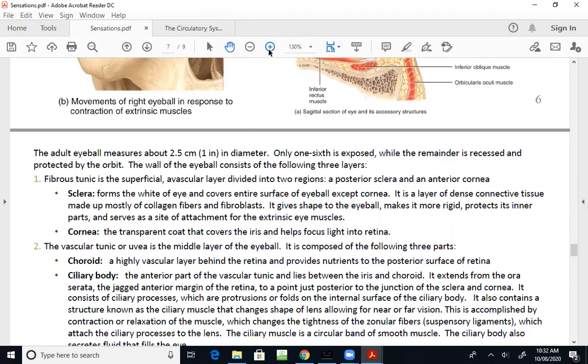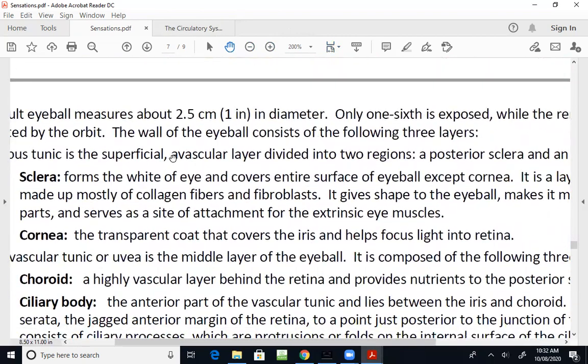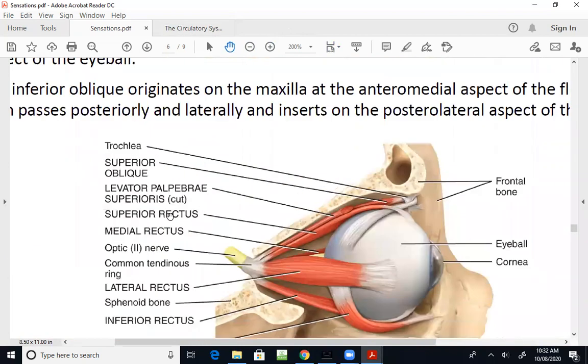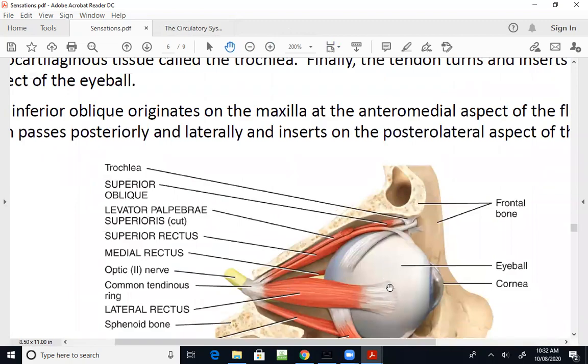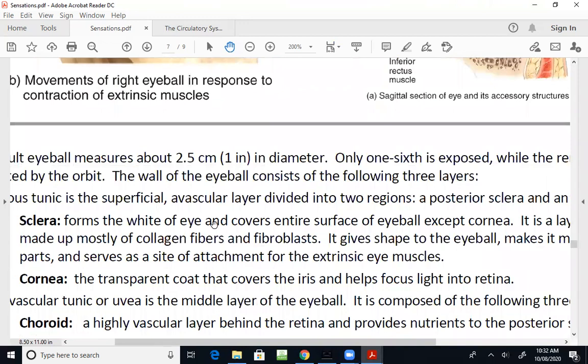This is, once again, the outer superficial layer. It's actually avascular, meaning it does not receive blood flow, and is divided into 2 parts, the sclera and the cornea. The sclera I mentioned on the previous page is where those muscles that I just talked about insert. And our sclera is what forms the whites of our eyes. Covers the entire surface of our eyeball except where we have the cornea, which is the clear thing that we look through.